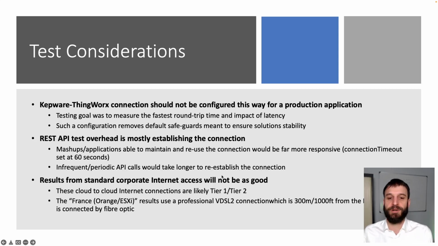Results from standard corporate internet access are not going to be as good. As I mentioned, likely we've got some pretty beefy, high-priced direct connections between these cloud-to-cloud environments, tier 1 or tier 2. I'm using this VDSL2 that's about 300 meters from the DSLAM, and from there it flips over to fiber optics, so it's quite a reliable connection, as I mentioned, and I'm going to have less impedance risk on my DSL.